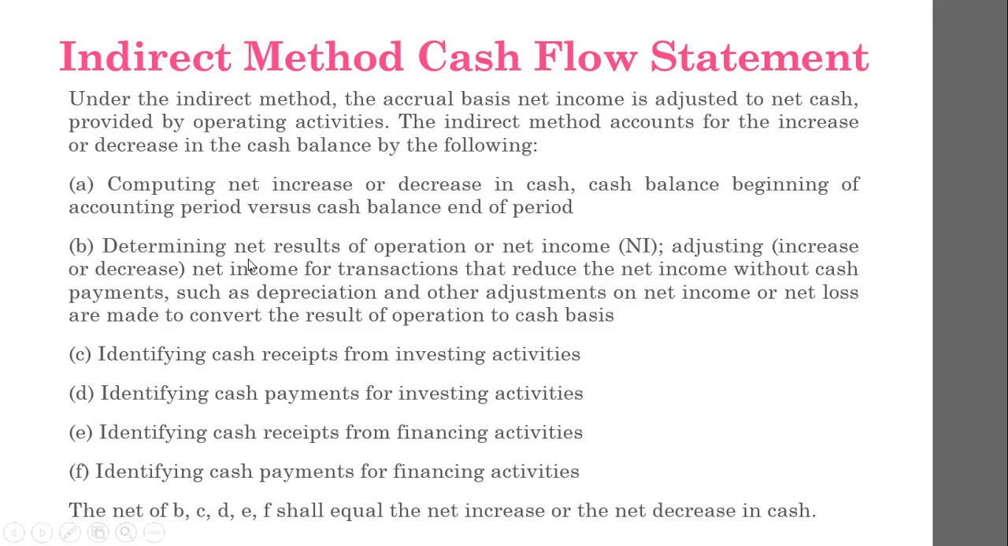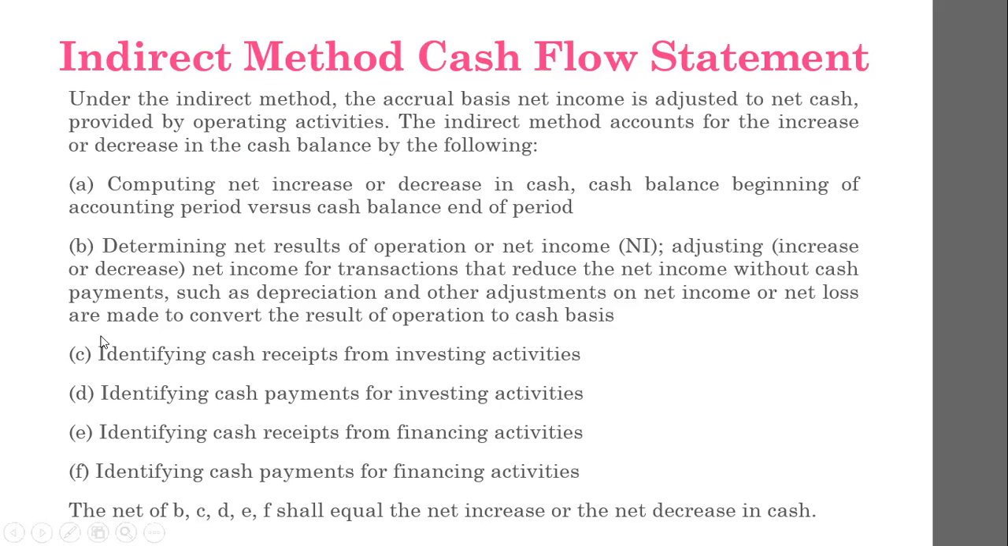So, B, determining net results of operation or net income, or NI, adjusting, so increase or decrease. So, yun po yun ha, kasi baka malito po kayo sa mga sign, positive and negative. So, i-recall nyo lang yung math nyo. Okay, sabi ko nga sa inyo, sa accounting, magpa-plus at saka magma-minus. Okay, you need to analyze the accounts na po.